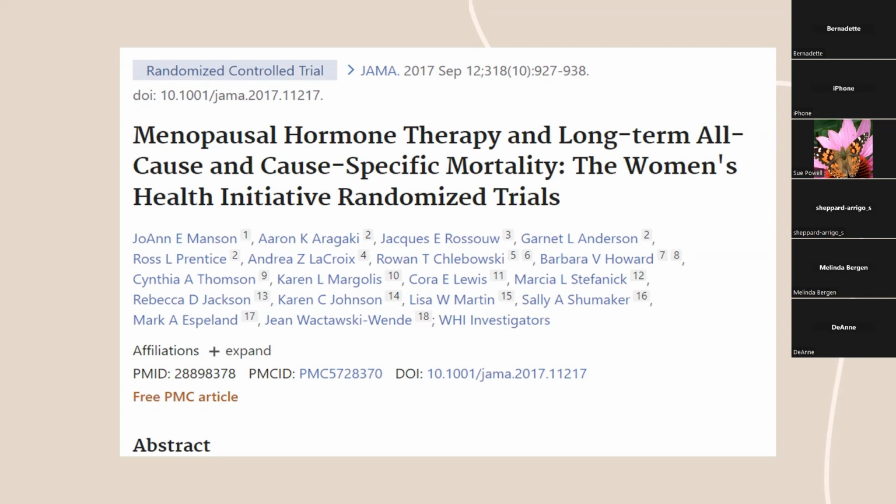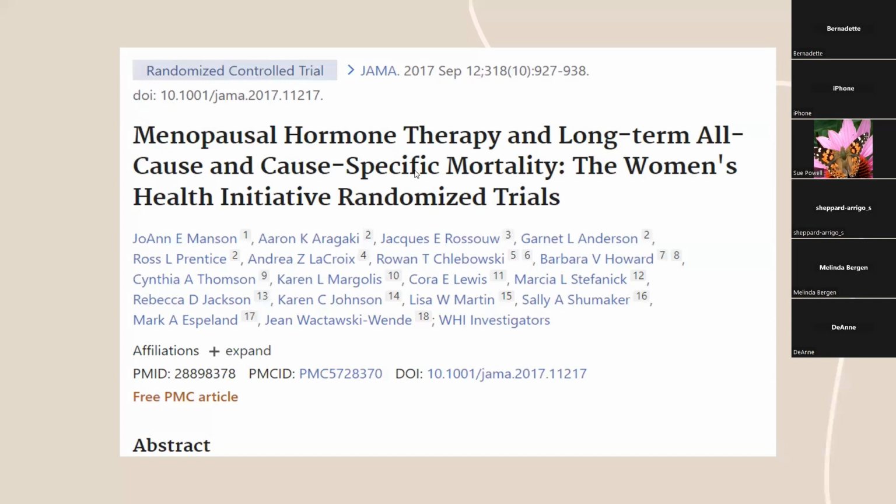Many research studies have come out showing that the results were false and that study was very poorly done. This article from 2017 from the Journal of the American Medical Association, JAMA, actually took the exact same women from that Women's Health Initiative study, the same participants from that initial study, and followed them for 18 years. So after the study was stopped, they continued to track them for another 18 years.